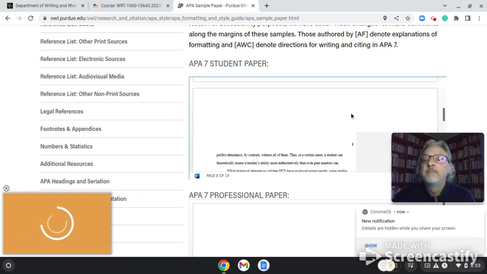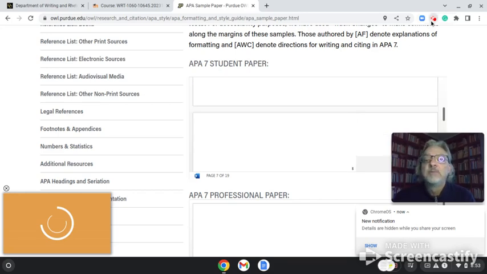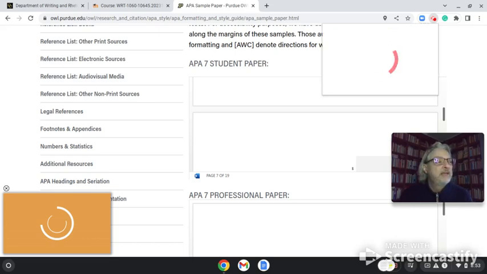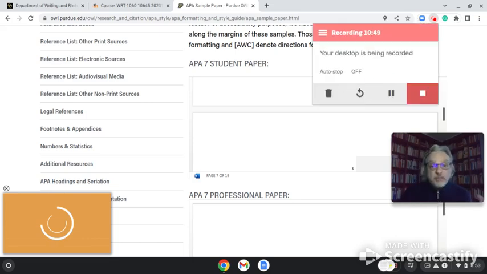All right, guys, I'll wrap this up now. So that gives you some of the basics to think about as you're putting your APA style research proposal together this week.